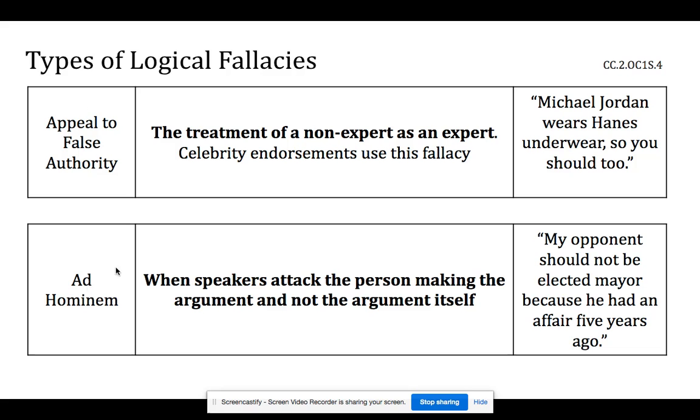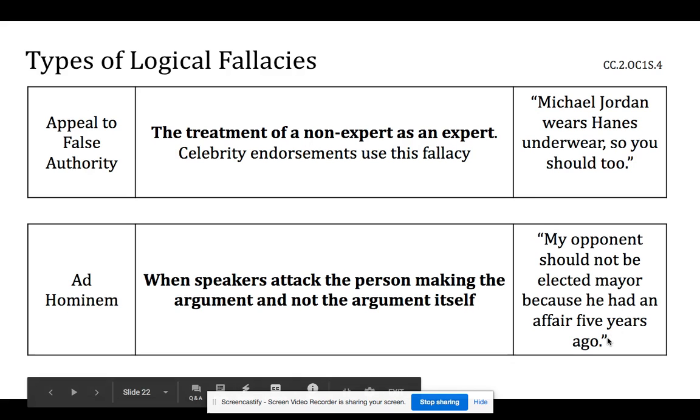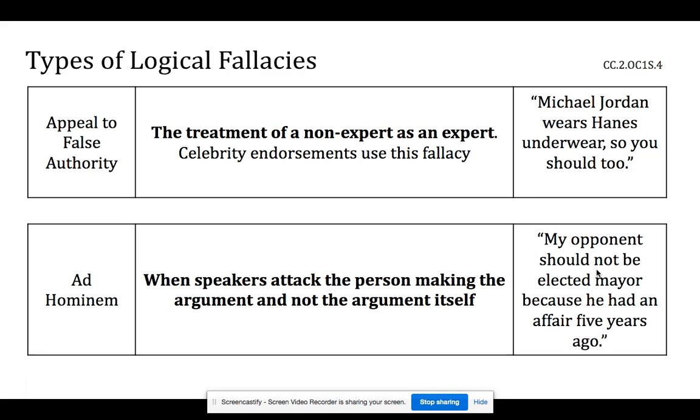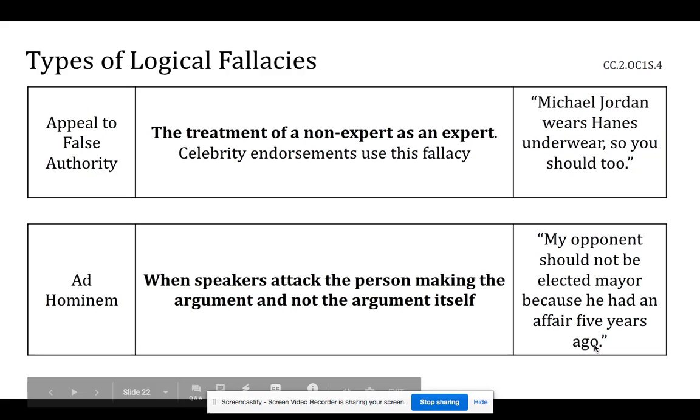Next, we have ad hominem. This one says, my opponent should not be elected mayor because he had an affair 5 years ago. So it's not really talking about the issues that this mayor is bringing up or their platform. It's like, here's something about their personal life. And yeah, that might be something important we want to consider before we vote for a mayor. But it's attacking the person more than the argument they're making.